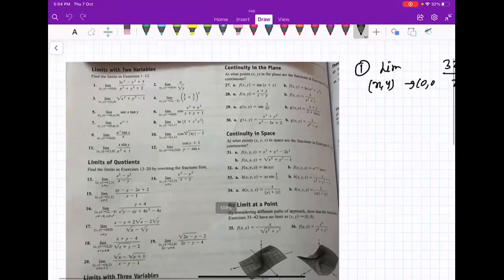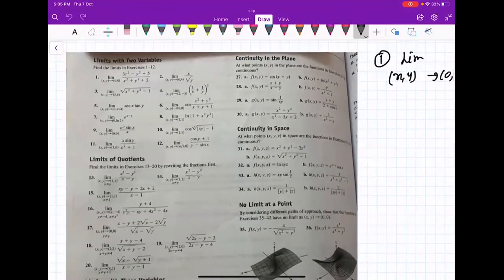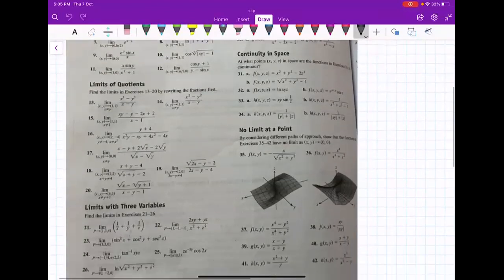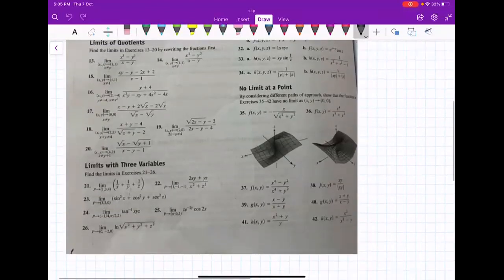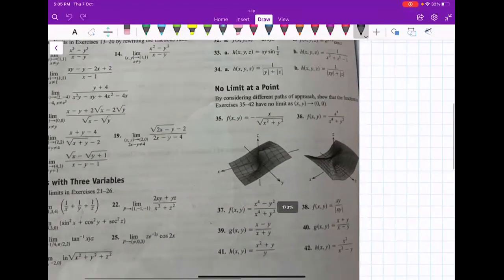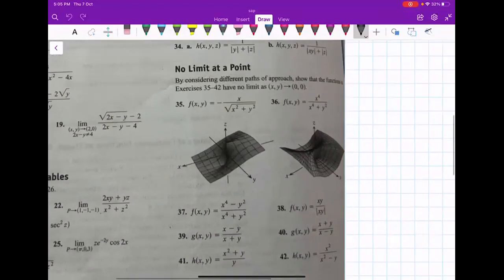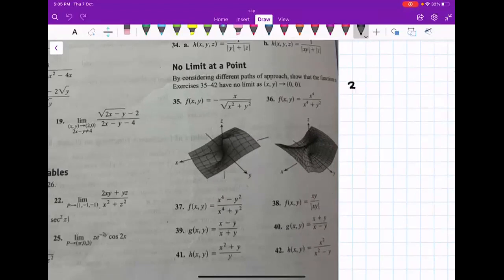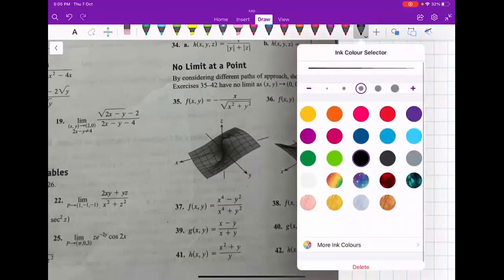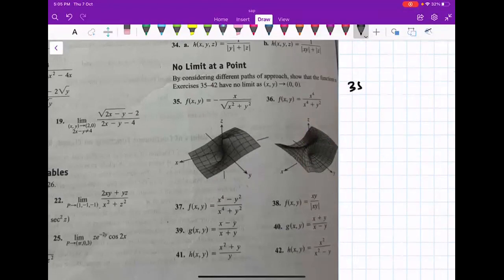So these are the questions that you have to do. That is exercise 12.2 from your book. So these are the question number 30, no limit at a point. So there's some example 35, no, question number 35. Ma'am, this is the 9th edition of Thomas and Finley, right?